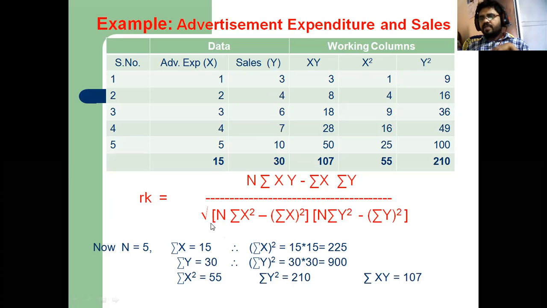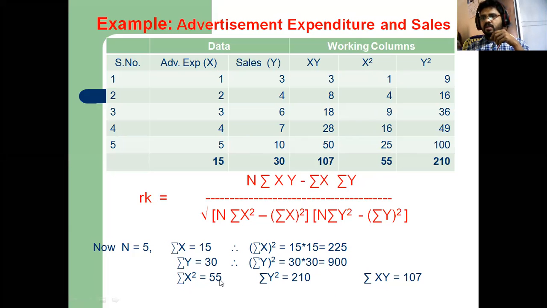Then n is equal to 5. Now sum of x square. Whatever x is there, we need to find x square: 1 into 1, 1; 2 into 2, 4; 3 into 3, 9; 4 into 4, 16; 5 into 5, 25. When you add all these values, sum of x square is 55.